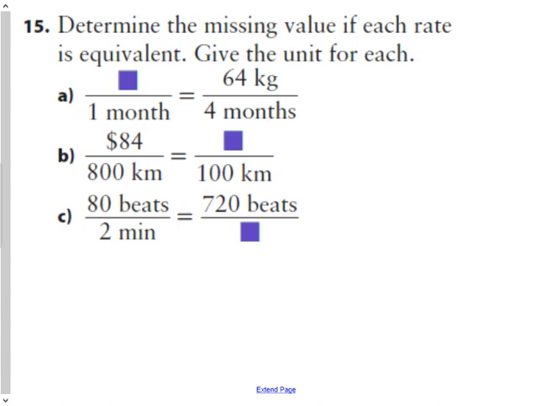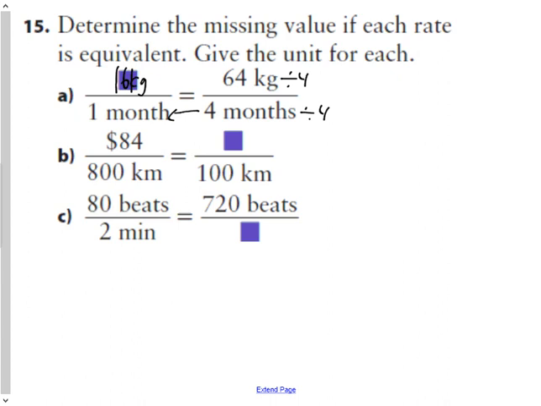Question 15, determine the missing value if each rate is equivalent. Give the unit for each. So since this is in months and this is in months, I can consider this to be X, and I could do this one of two ways. I divided 4 months by 4 to get 1 month. And if I divide 64 kilograms by 4, I'm going to get 16 kilograms. And therefore, the missing rate would be 16 kilograms per month.